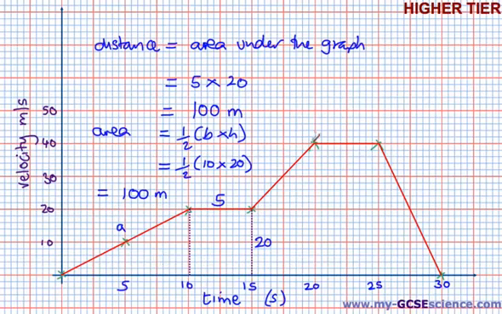The only other section that might be slightly complicated, I haven't actually seen this in an exam, but might be worth looking at. If you wanted to work out a distance travelled between 15 and 20 seconds, you could just simply divide it into a square and a triangle, work out the areas individually and add them together. Okay, so that's how you work out the distance travelled from a velocity time graph and the acceleration.